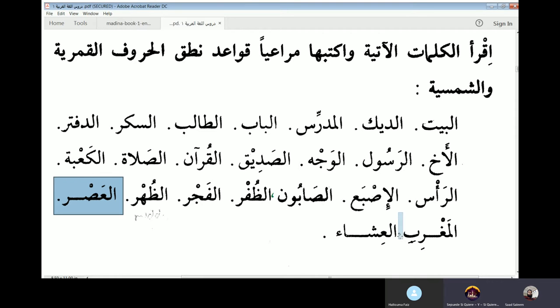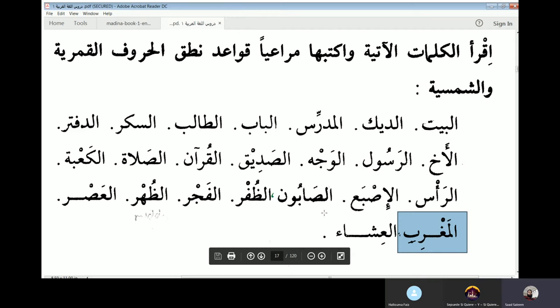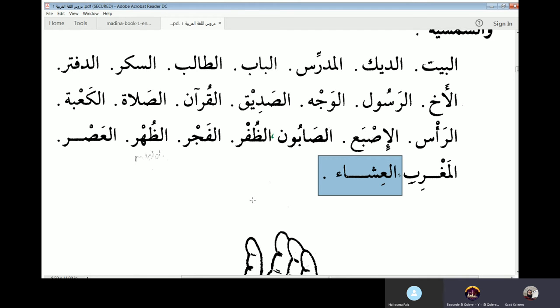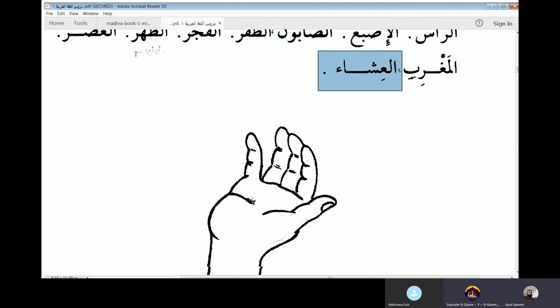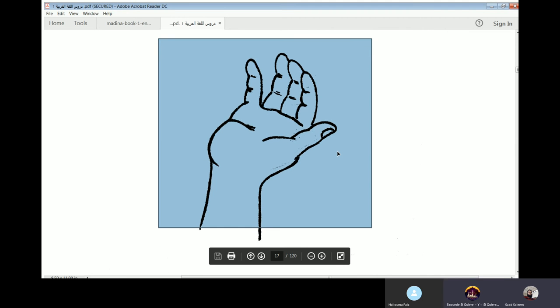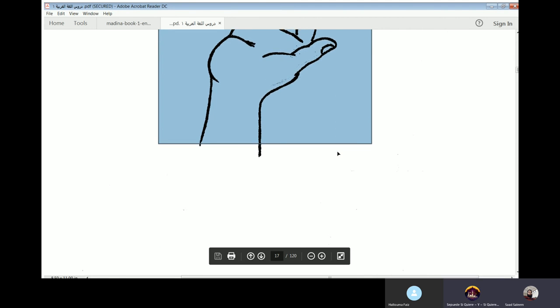Al-Asru. Al-Asr prayer? Yeah, the Asr prayer. Al-Maghribu. The Maghrib. Maghrib prayer, okay. Al-Isha'u, the Isha prayer. Good. Maghrib and Isha, okay. What is the name of this? Al-Yadu.